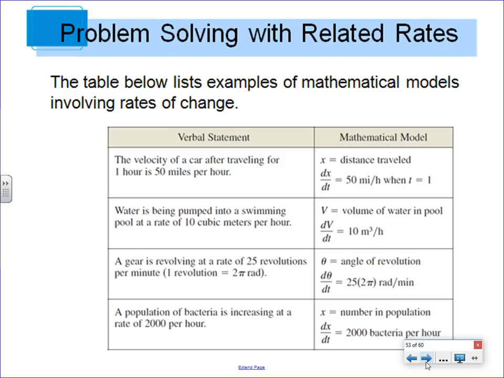Population of bacteria. It's increasing at a rate of 2,000 per hour. That's one of those where it's not an angle, it's not a volume, it's not an area, it's not geometric, so we just name it x and say, okay, fine, x is the number of people, dx/dt. Sometimes you have to make up variables, but sometimes there are ones that easily go with it. Does that make sense?